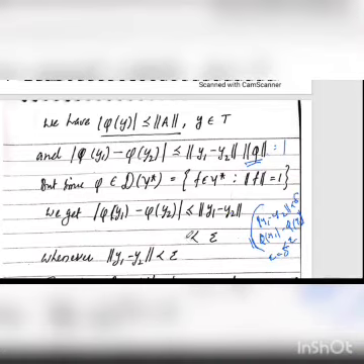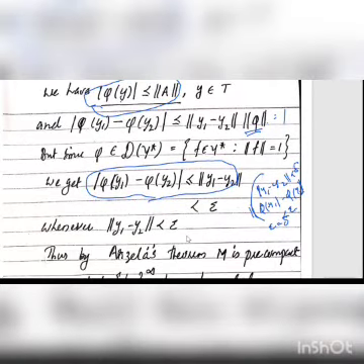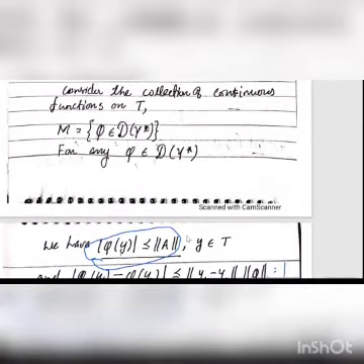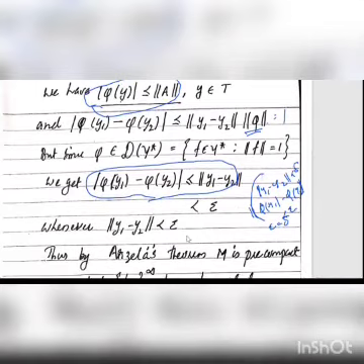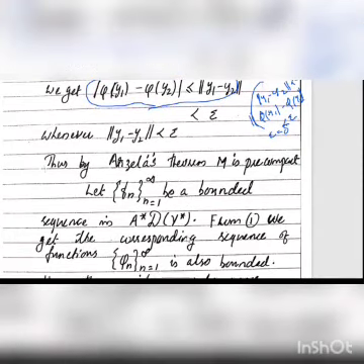So first of all, we have proved that this is bounded. See here, phi is bounded. Now here we have proved that phi is equicontinuous. From these two, using Arzela's theorem, we can get M. What was M? M means the set of all phi belonging to the unit ball of Y star is pre-compact. Okay, this is pre-compact.